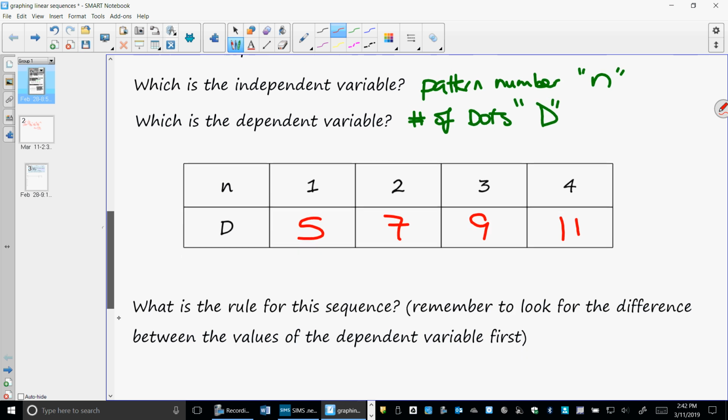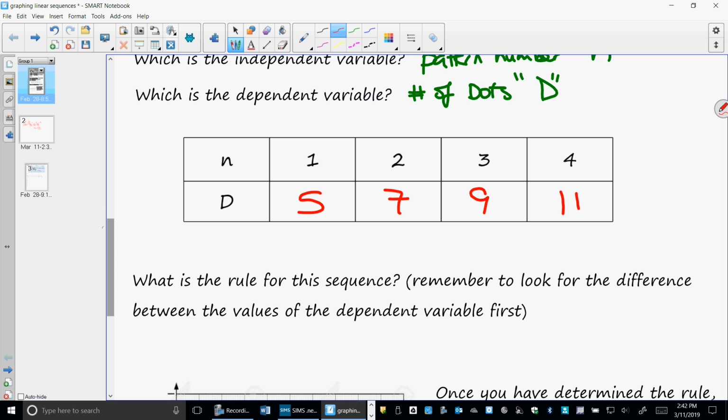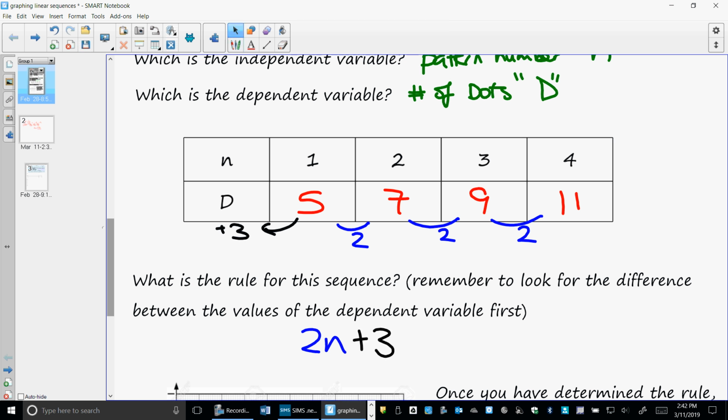Right, so I've asked now what's the rule for the sequence. So Georgie, can you explain it and tell me the answer? So the difference between 7 and 5 is 2. So 2n. And you do 5 minus 2, which is 3. So 2n plus 3. Awesome. So that's our rule.